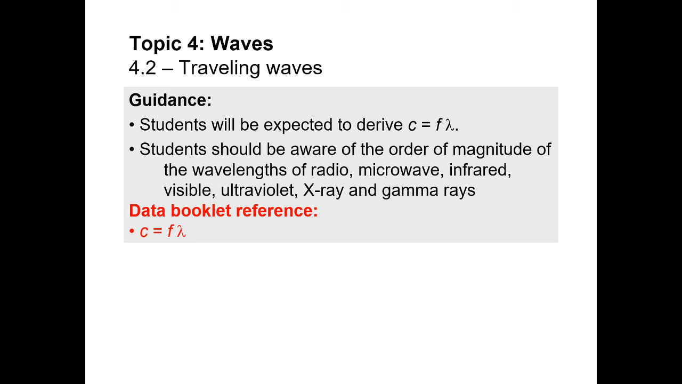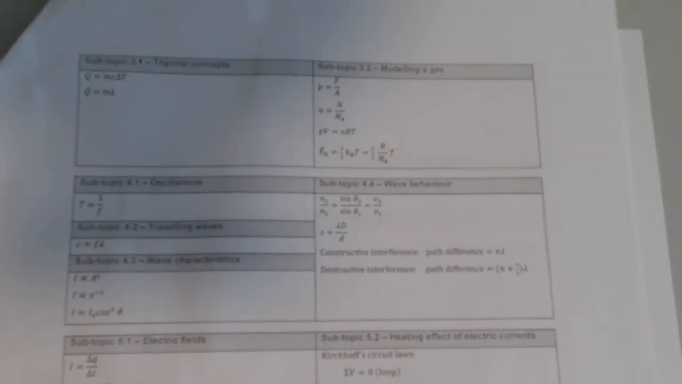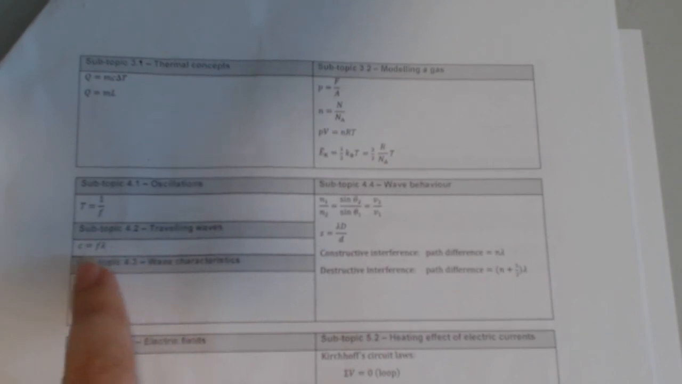As usual, our first slide is on the data booklet reference, so make sure you have your formula booklet in front of you. Let's quickly go to that. Okay, so today we're looking in box 4.2, traveling waves, and there is that one formula in there: c is equal to f lambda, where lambda is the funky looking symbol we will learn about. So we'll go over that. Back to the slides.